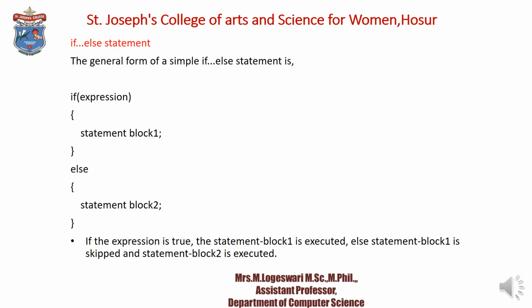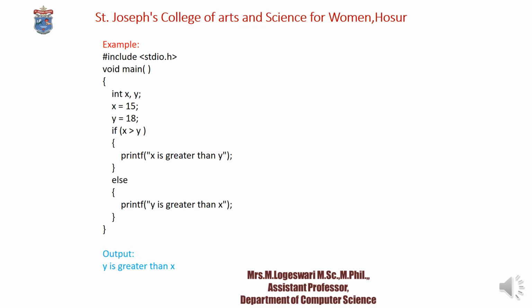If else. If else means it has two blocks, block 1 and block 2. Block 1 is for the true block, block 2 for the false block. So the condition is checked; if the condition is true, it moves to statement block 1. Suppose the condition is false, it moves to the else part and block 2 will be executed. This is the example program for the if else statement.